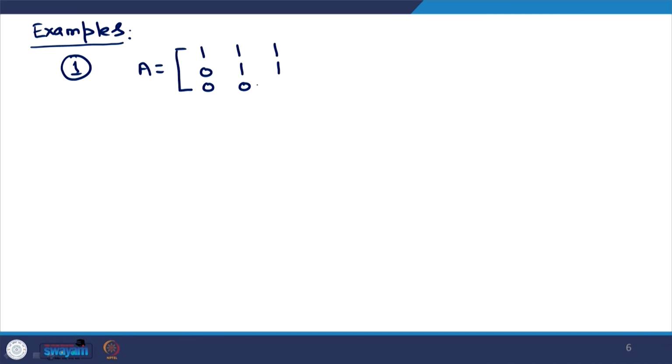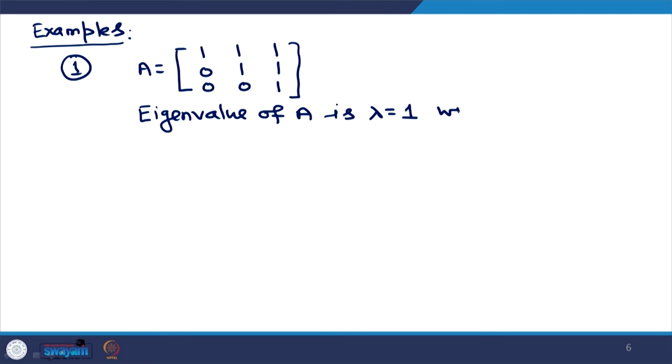So, let us take some examples of Jordan canonical form. Let us take a matrix A equals 1 1 1, 0 1 1, 0 0 1. Then the eigenvalue of A is lambda equals 1 with algebraic multiplicity 3.